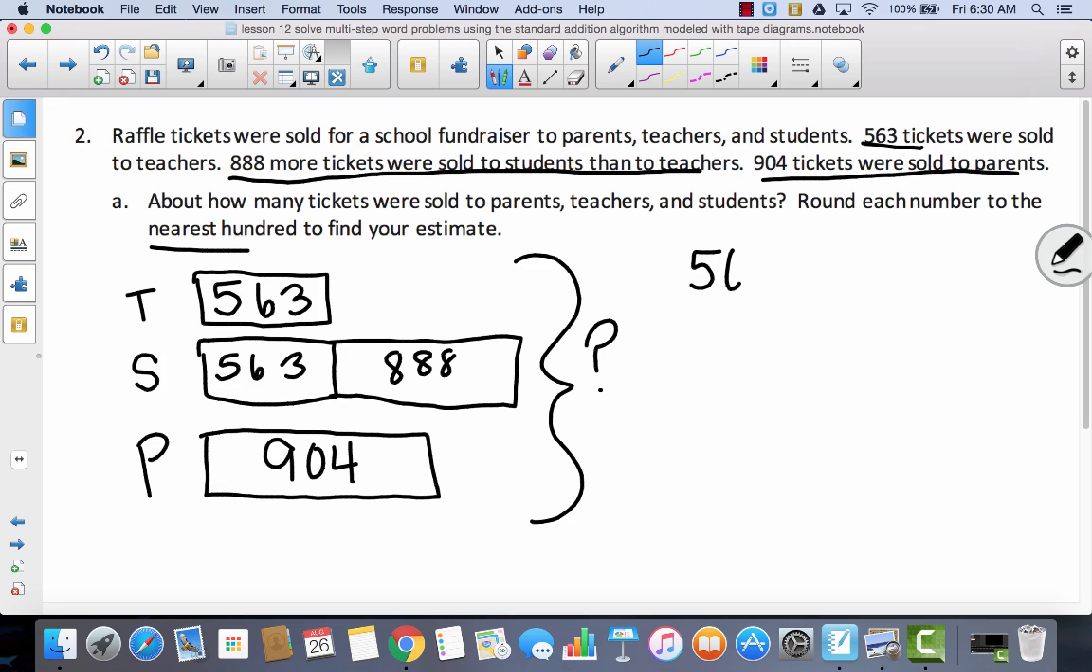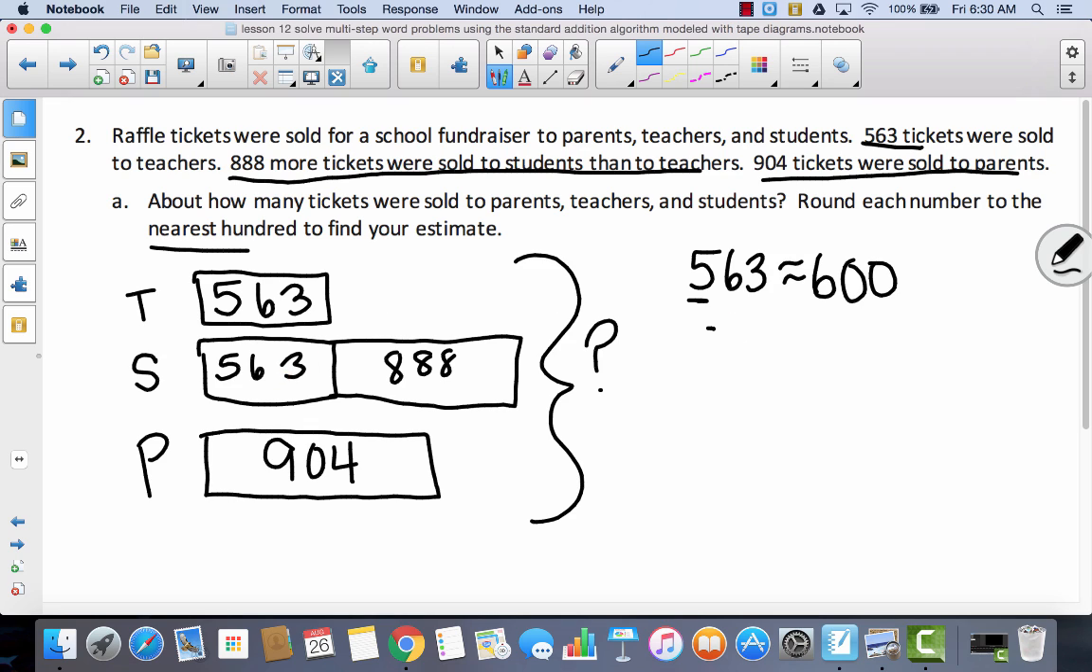They bought 563 tickets. So to the nearest hundreds, there are 500 hundreds. So that would be between 500 and 600. The 6 tells me that I'm going to round this number up because it's more than halfway. So I'm going to round this number to 600. Now for the students, they're going to have this 600, so I'm not going to re-round that number.